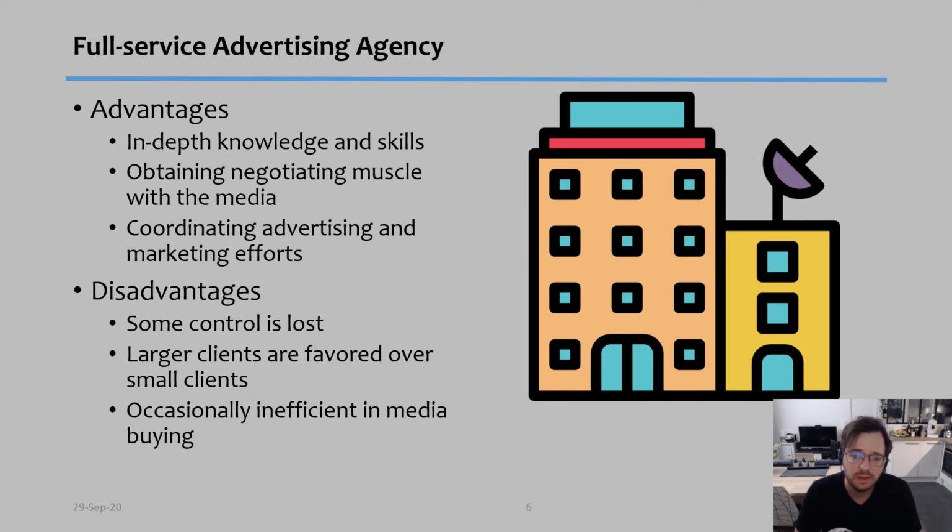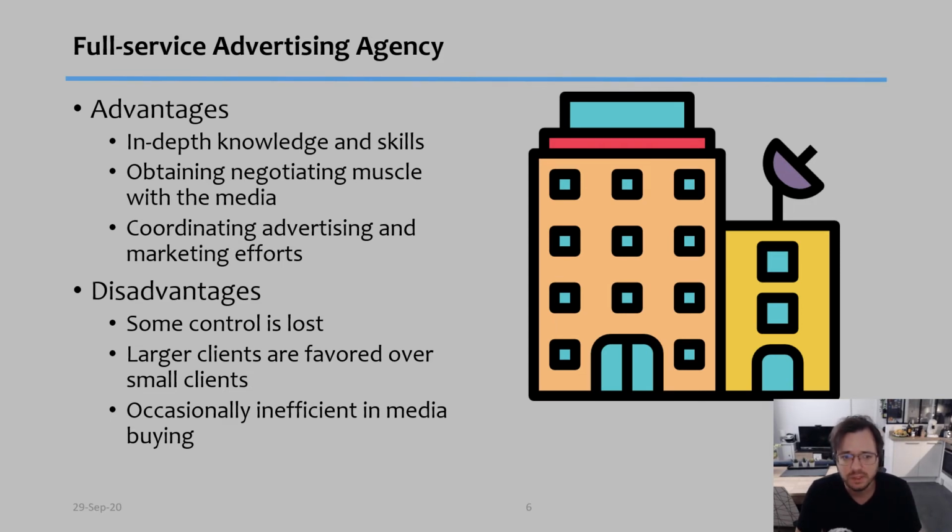Full service advertisement agencies, on the other hand, have advantages and disadvantages. The top 3 advantages: they typically have very in-depth knowledge and skills about advertisement. And typically new businesses trying to do everything on their own don't have that. These companies have a variety of clients and experiences that the typical company cannot match.